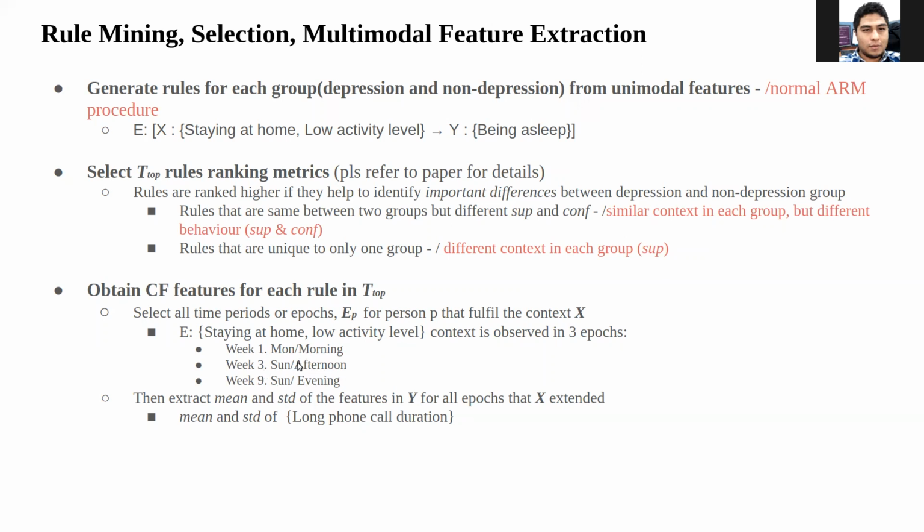So this context or this feature could be different for another person. This is done for every person individually. So once we select those epochs, we extract the mean and standard deviation of the features in Y for all epochs.